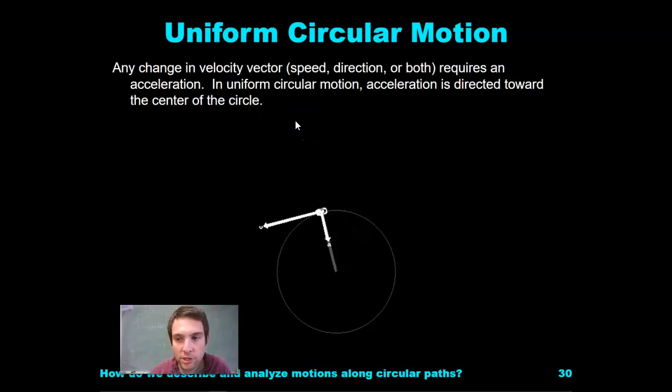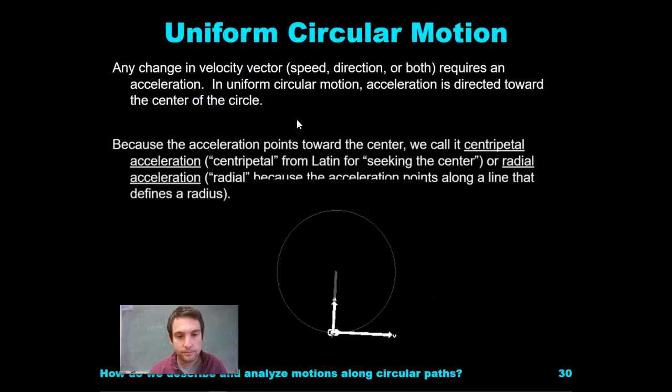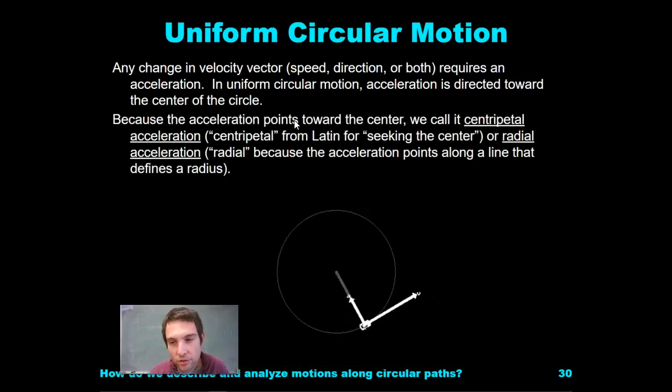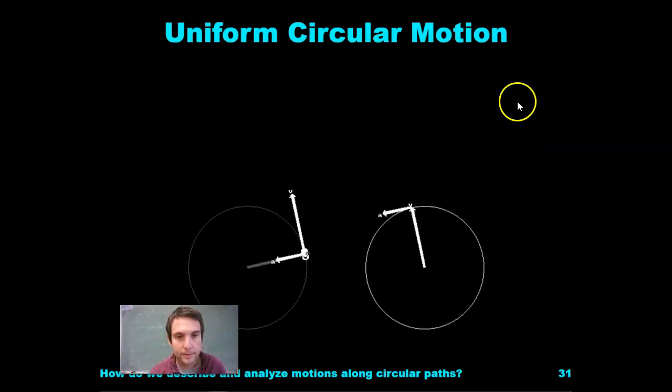In uniform circular motion, acceleration is the net acceleration. Let's be careful there. The net acceleration is always directed towards the center of the circle. Because the acceleration points toward the center, we call it centripetal acceleration. Centripetal comes from seeking the center. So what does centripetal mean? It just means pointing towards the middle. Or radial acceleration, because acceleration points along the line that would be the radius.